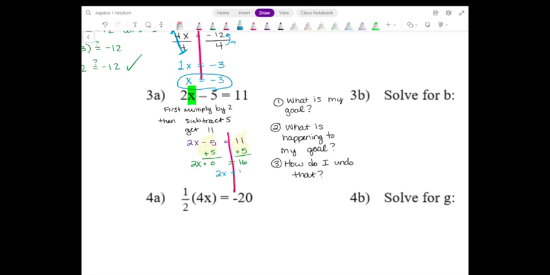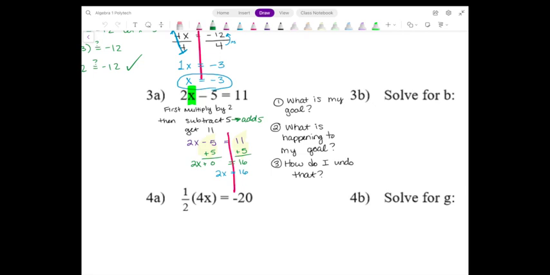2x equals 16. And again, I'm going to think, okay, so the first thing that happened was multiplied by 2. The second thing that happened was subtract 5. I did the opposite of subtracting 5, which means I add 5. So now I need to do the opposite of multiply by 2. Well, what's the opposite of multiply?